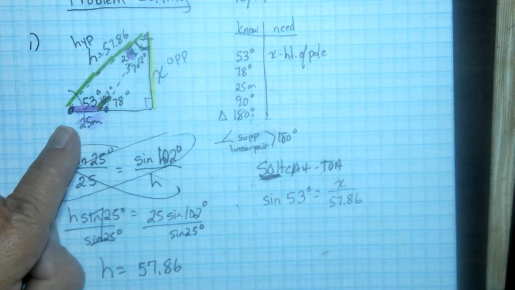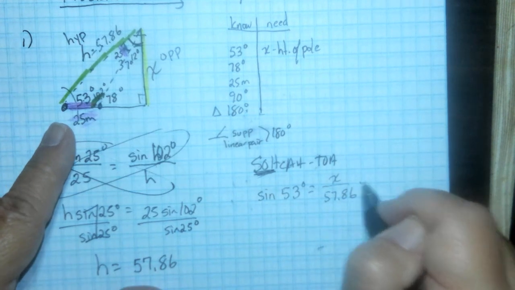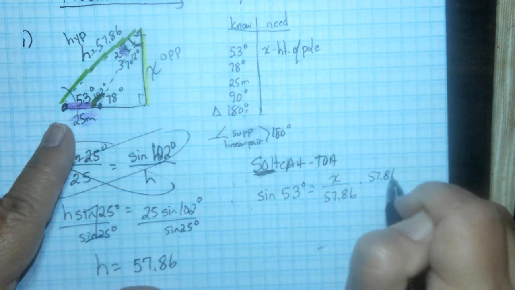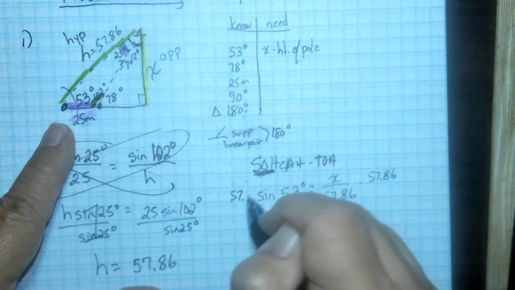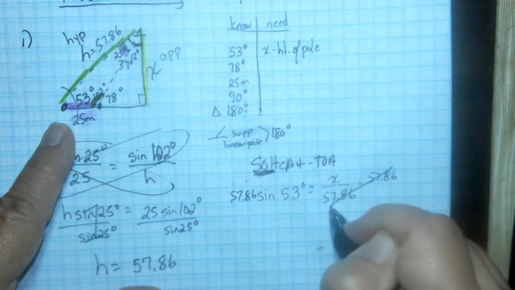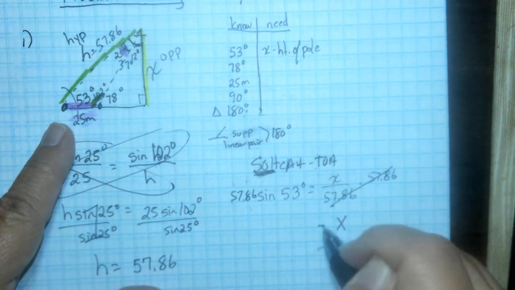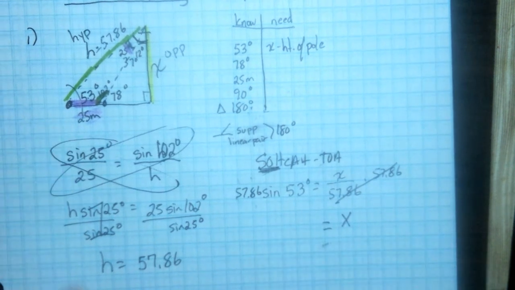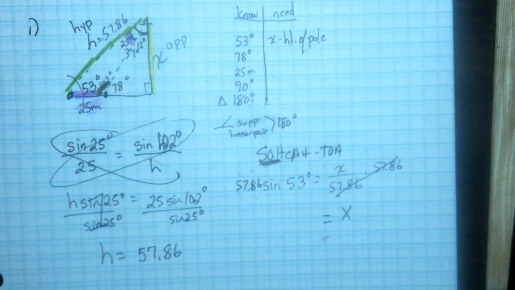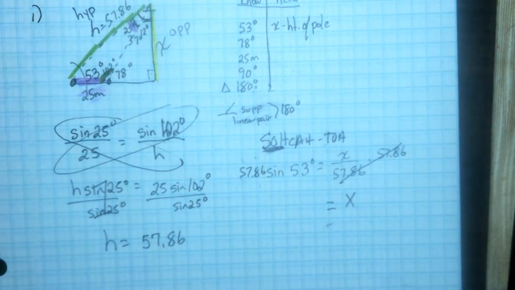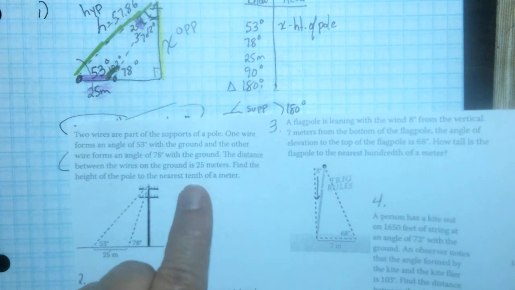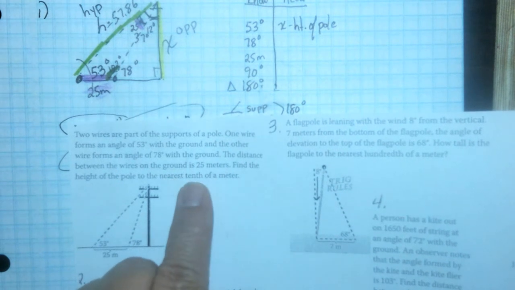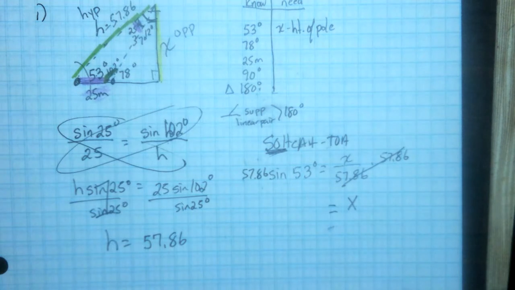See how I set that up? All right, multiply by 57.86. These divide to 1. X is by itself. Type in your calculator. All right, going back to my word problem, it says nearest tenth of a meter. So what would our answer be?